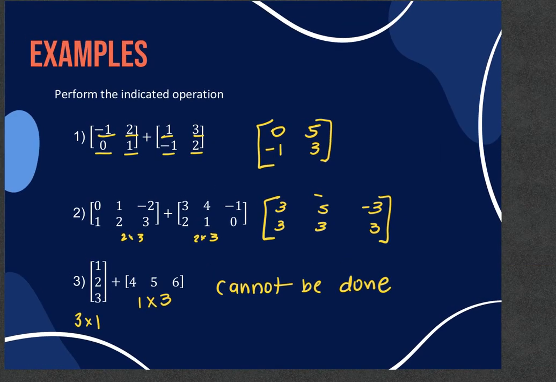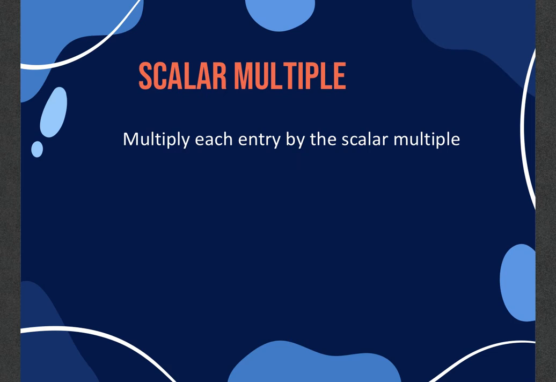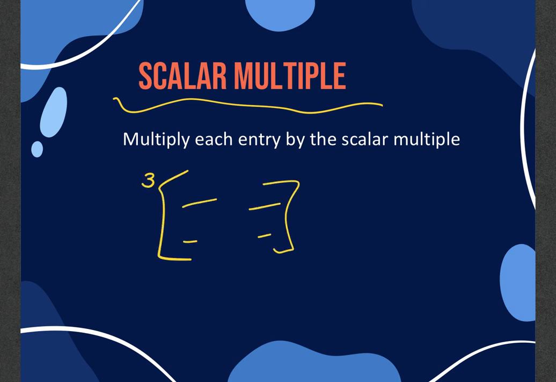Still good? Yes. All right, so then the scalar multiple is just a number that's being multiplied by a matrix. So when you have a number that's being multiplied by a matrix, you literally distribute that number into every single cell in that matrix. So it would be something like 3, and then you'd have your matrix, and everything in this matrix gets multiplied by 3. That's a scalar multiple. That can be done to anything because it doesn't matter the dimensions.